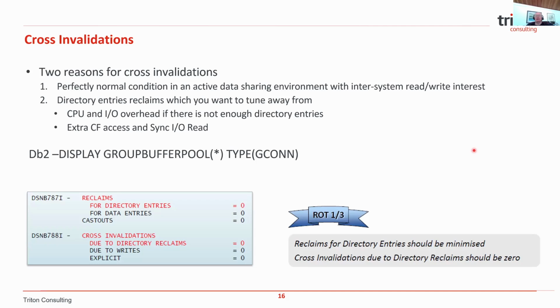So the first rule of thumb here is that by using the display group buffer pool command with the type GCON, you can see how many reclaims you have for directory entries and whether they resulted in cross-invalidations. In this case, you've got a perfect answer of near zero. It may not be absolutely zero, but we want a very tiny value in terms of reclaims and cross-invalidations.